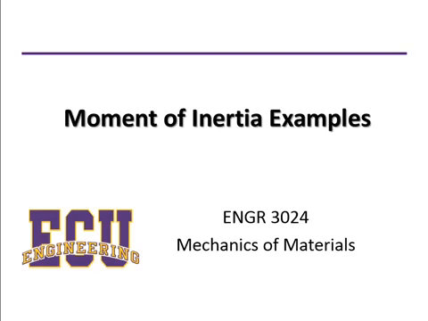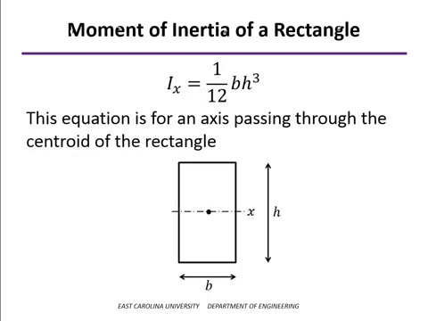When we're calculating bending stresses, one important step is to be able to calculate the moment of inertia of the cross-section that we're looking at. For simple shapes, of course, the moment of inertia is tabulated. For example, for a rectangle, the moment of inertia about an axis passing through the center, or the centroid, is 1/12 base times the height cubed.